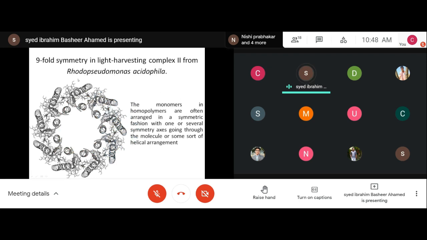And this is Rhodopseudomonas acidophila. It's a light harvesting molecule. You can see it has a nine-fold symmetry. So it depends: the number of fold symmetry varies from protein to protein.